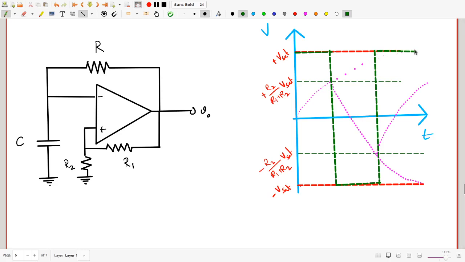Then it actually stays at plus Vsat until the capacitor charges up again to the UTP. And, well, if you pardon my rather bad drawing skills, if I really had the curve drawn properly, this would have been more curved like this, and this would have hit the curve here. Maybe, let me just give it another try to draw this better.